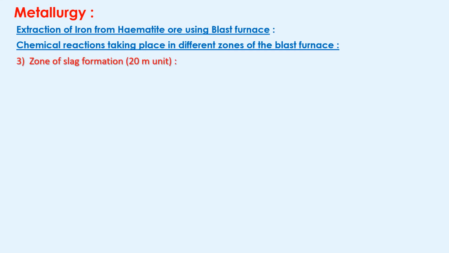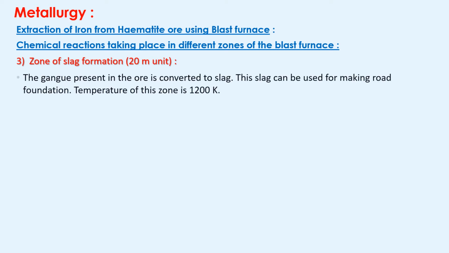Now the third zone is the zone of slag formation. It is 20 meters in height. What happens in this zone is that the gangue present in the ore gets converted into slag. The slag can be used for making road foundation. The temperature of this zone is 1200 Kelvin.